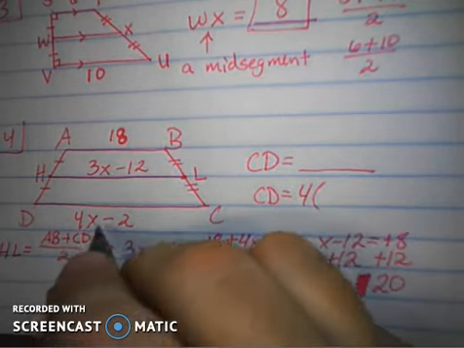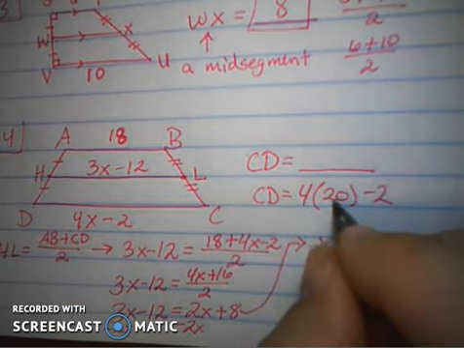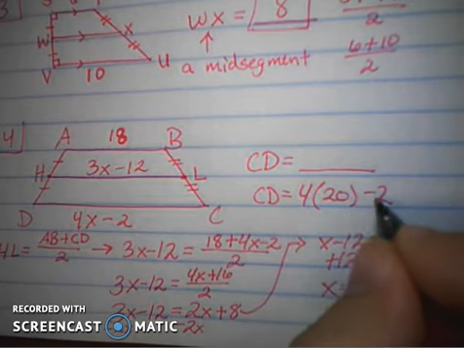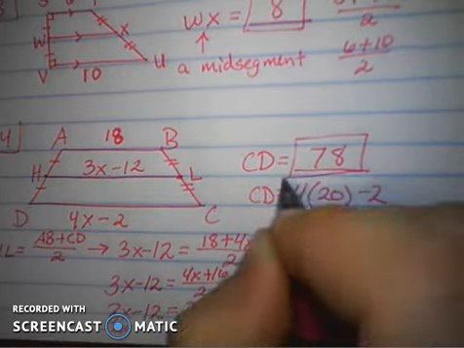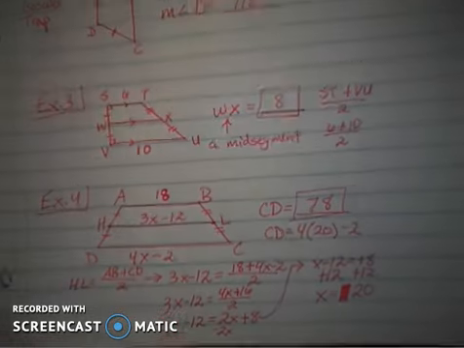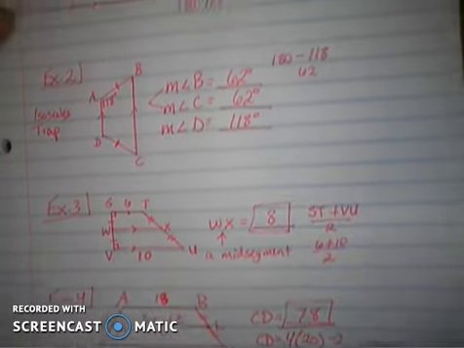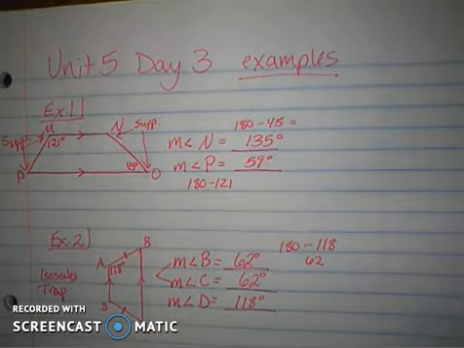Instead of x down here, I can write 20. So 4 times 20 is 80. 80 minus 2 is 78. Do not put a degree symbol. These are segment lengths we just found. All right, so these examples give you a little bit of an idea about what the problems will be like on the assignment that we work on for Unit 5, Day 3.